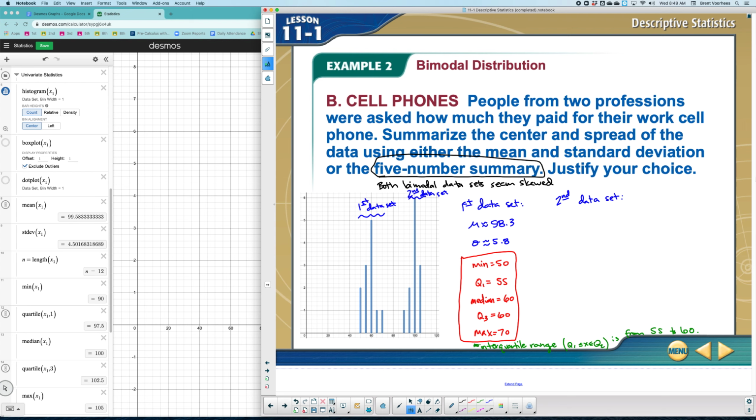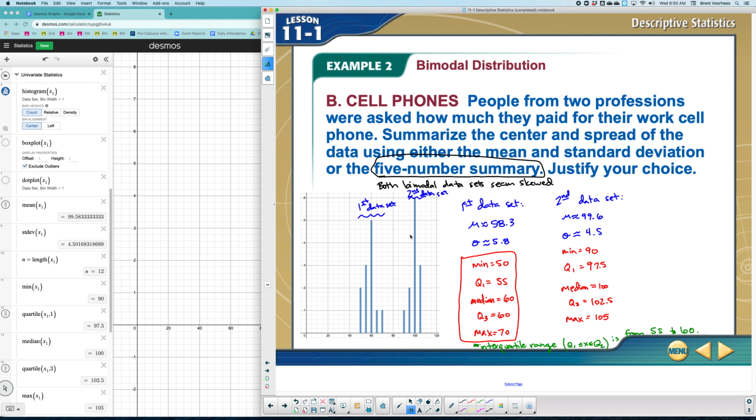If we wanted to know the mean in the second group, it's approximately 99.6. The standard deviation is approximately 4.5. Now for the five-number summary, the minimum is 90. The interquartile range means from Q1 to Q3. Q1 is 97.5. The median is 100. Quartile 3 is 102.5. And the max is 105.